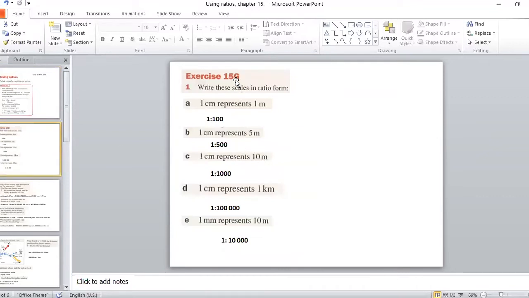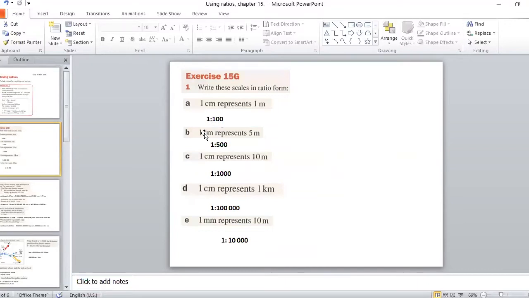Let's solve some exercises in section 15G. Please open your math book and follow me in this section. You are asked to write these scales in ratio form. A. 1 centimeter represents 1 meter. 1 to 100, since 1 meter equals 100 centimeters.